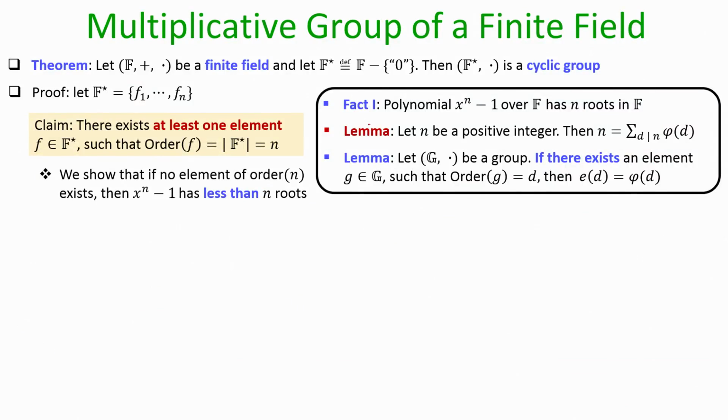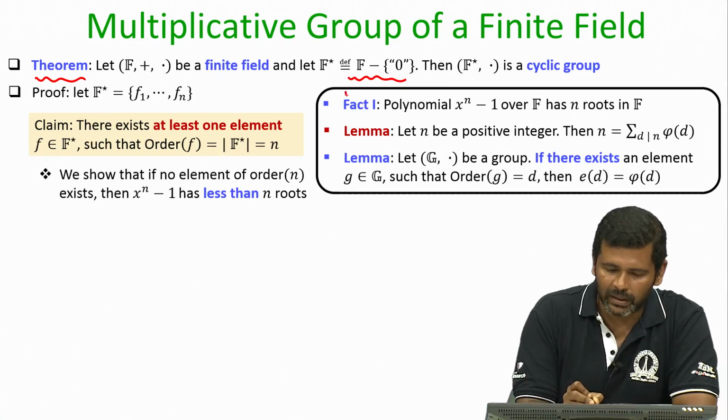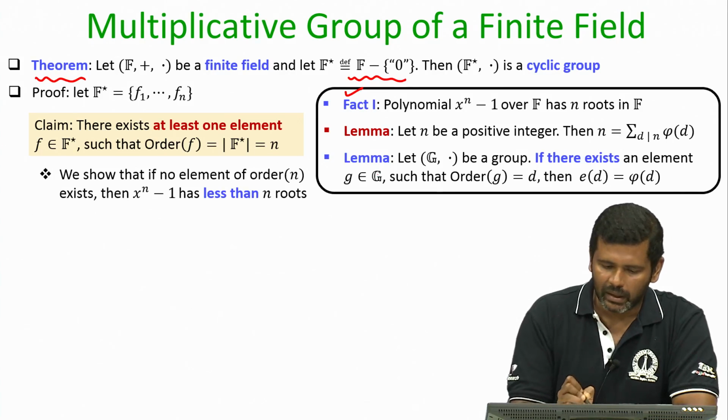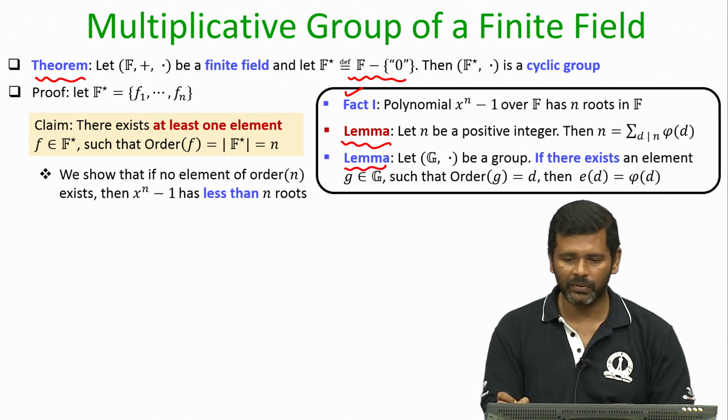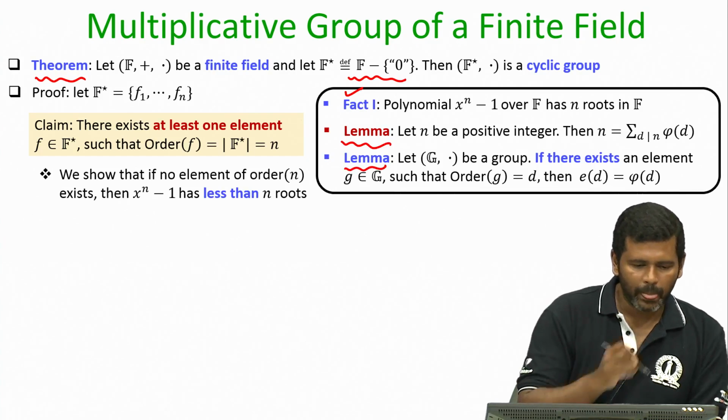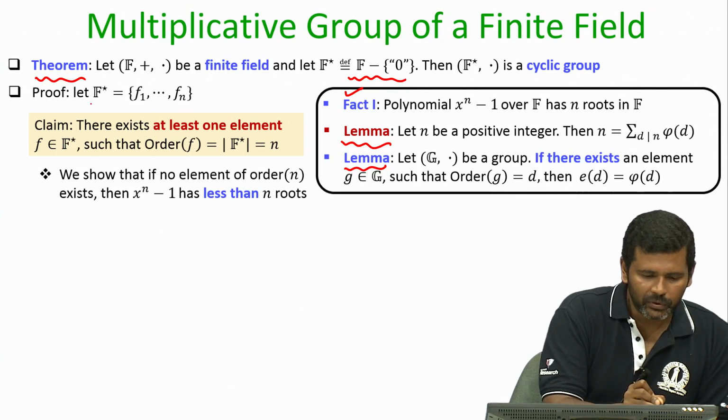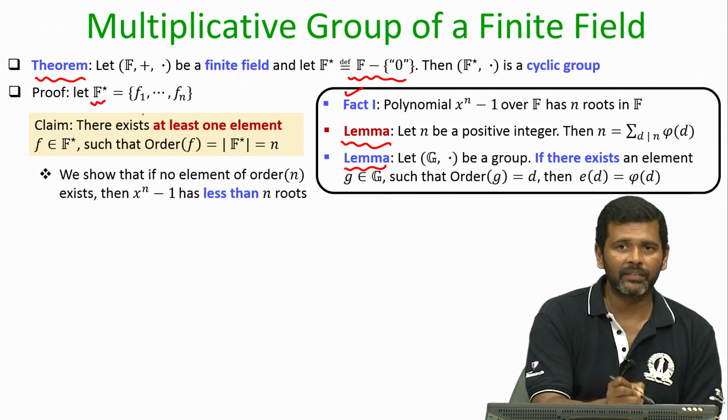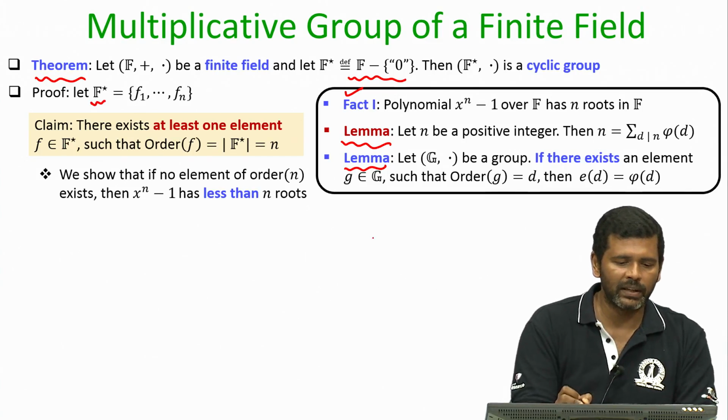So, coming back now to the proof of the main theorem which I wanted to prove. Just to recall, I wanted to prove that the non-zero elements of the field constitute a cyclic group. Basically, I have to argue about the existence of a generator. I had already proved this fact, and these are my two helping lemmas which we had proved. The goal was to show that among the n elements in your collection F star, at least one element has order n.